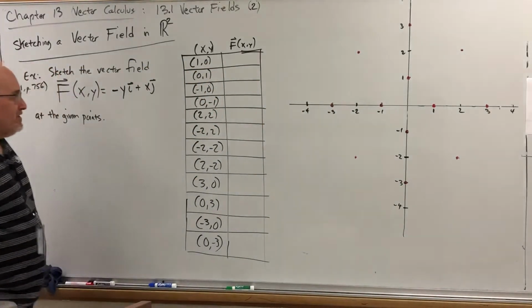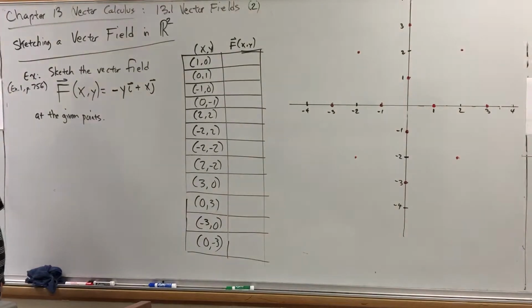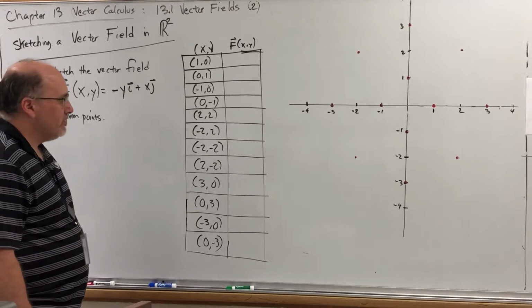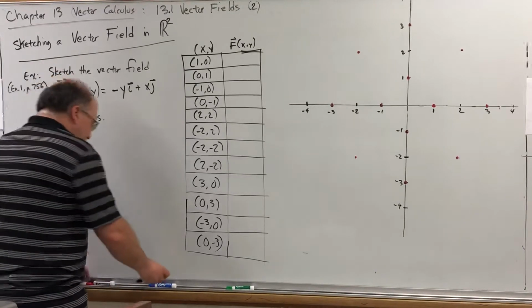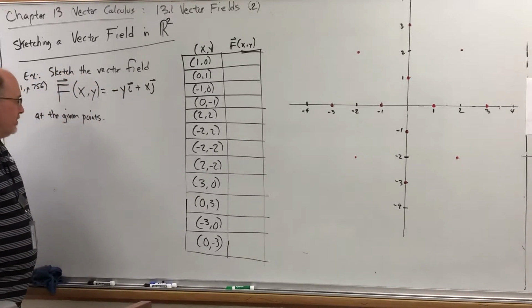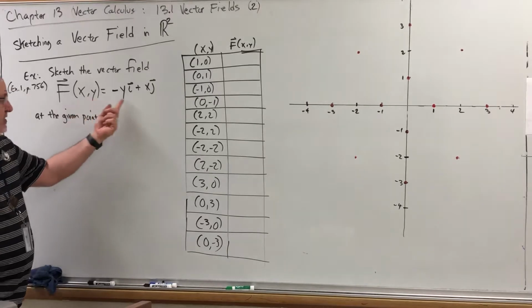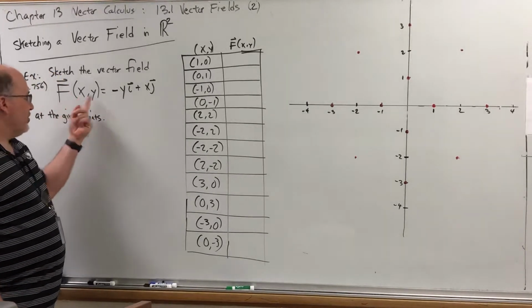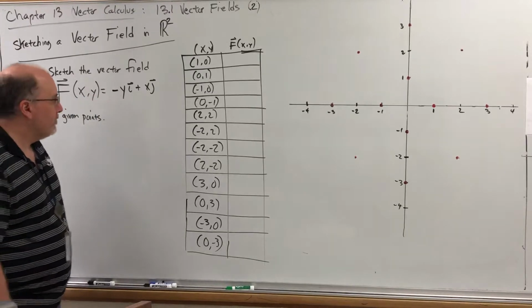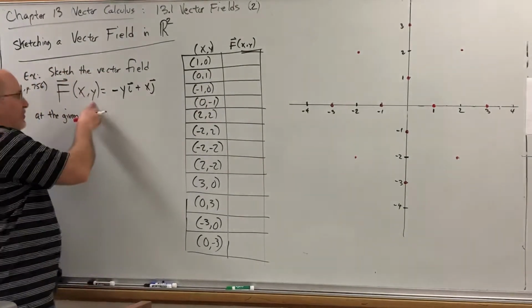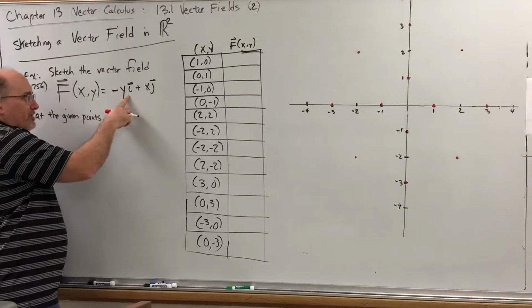So let's calculate each vector. Should we calculate them all and then sketch them, or calculate them one at a time and sketch them after each one? Let's calculate them all. So our function says to create your vector, take the opposite of the y coordinate, and that'll be the component of the i, and then whatever the x coordinate is, that'll be the component of the j.